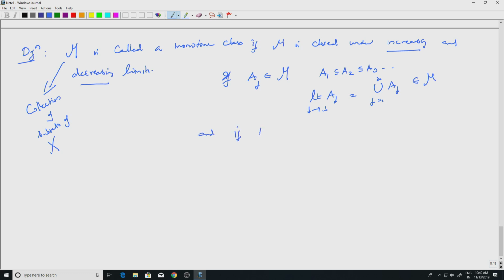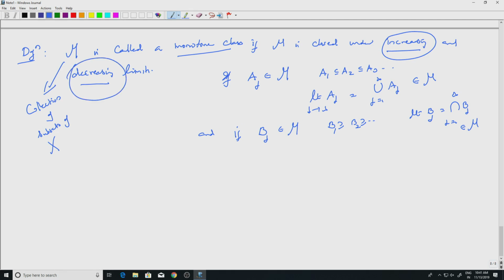And if I have Bj which are in script M and decreasing, so B1 is the biggest, B2 is smaller and so on, then the limit of Bj is the intersection over j going to infinity, that also should be in M, of course. So M is a monotone class if it is closed under increasing and decreasing limits. Okay, so that is the definition.